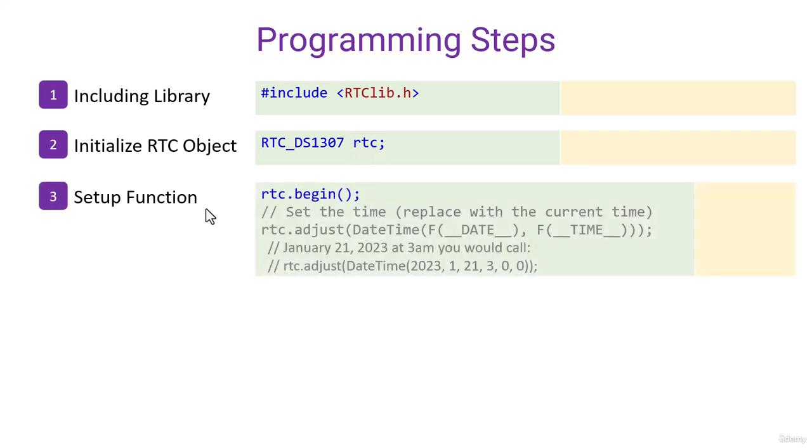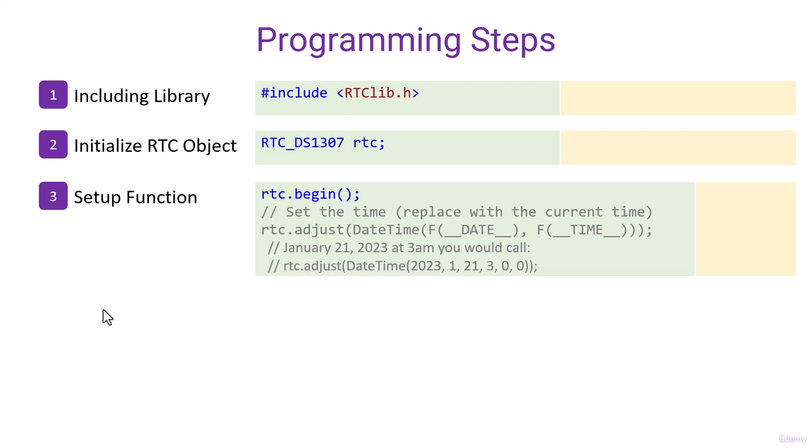Then in the setup function, you need to initialize the RTC object, that is rtc.begin. This rtc is coming from here. If you have put something else here like myRTC, then you will have to write myRTC here. Now if you want to set your own time accordingly, you can write code like rtc.adjust, then DateTime in this format. After DateTime, you should give a sequence: first year, month, date, hour, minute, second. In this way, you can adjust the timing of the RTC module for the first time.